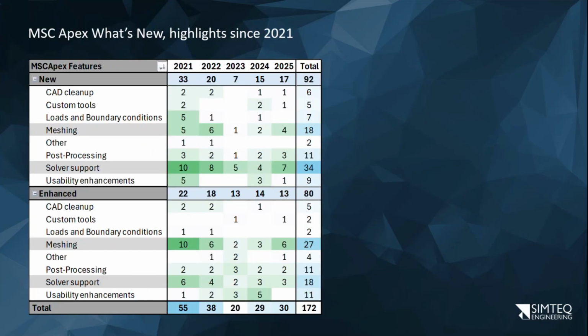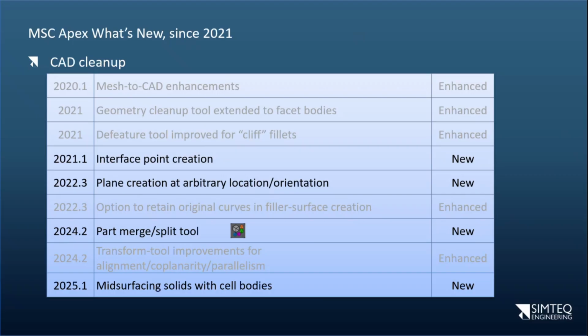This table that I'm showing over here lists the number of new and enhanced features for each release since 2021, according to the mentioned 8 categories of each type of feature. As you can see, the categories that received the most attention up to now was solver support in the first place, followed by meshing and post-processing. Now let's go through the list of these new and enhanced features by category.